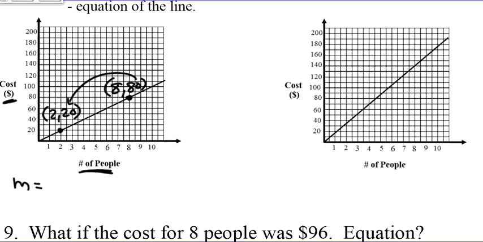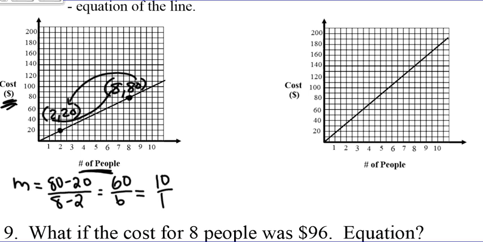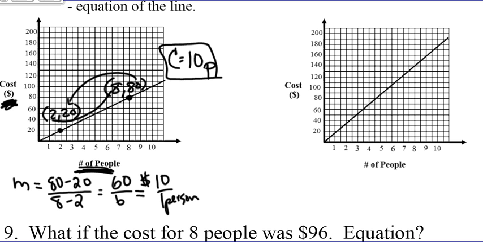So we calculate slope. Change in y's, 80 minus 20, over change in x's, 8 minus 2, gives us 60 over 6. Reduce that, 10 over 1. Y is cost, x is people, so $10 for one person. So could we come up with an equation? Sure. Our y, cost, is slope, $10 per person, times x. Direct variation. There you go.